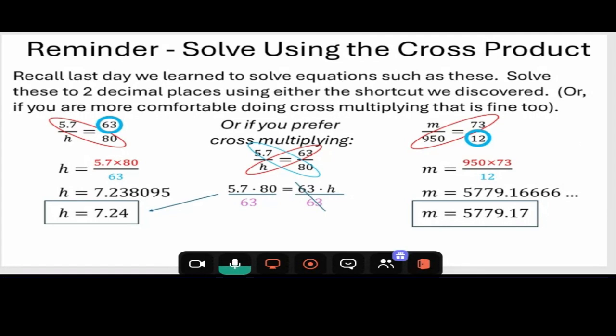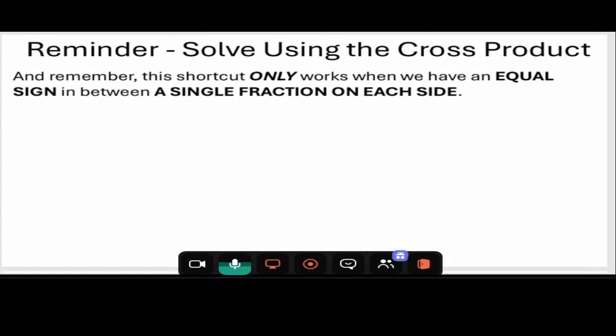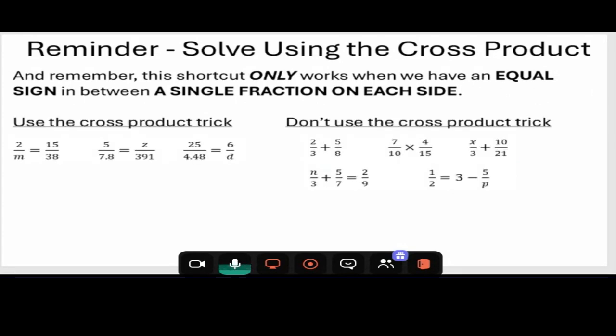And that is our quick method for solving this special equation that is going to come up in all of our word problems today. And here is yet another reminder of that. We had this exact slide last time. So situations when you can use the cross product: a single fraction is equal to another single fraction, right?